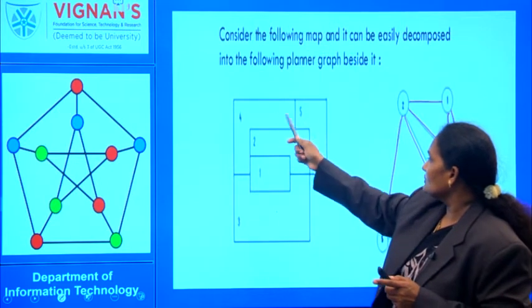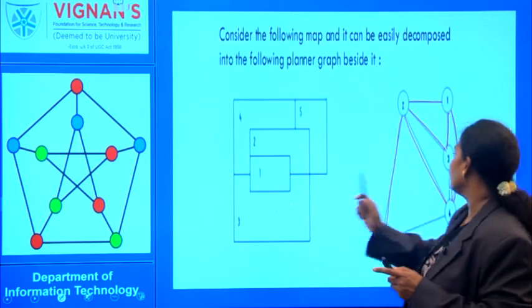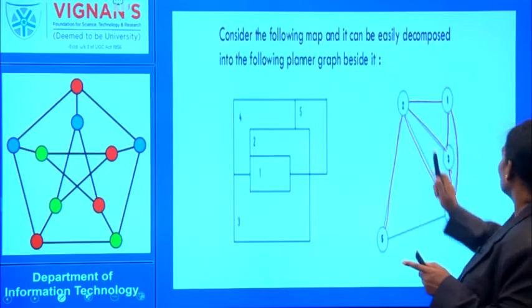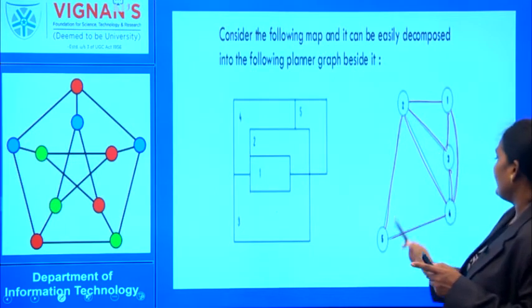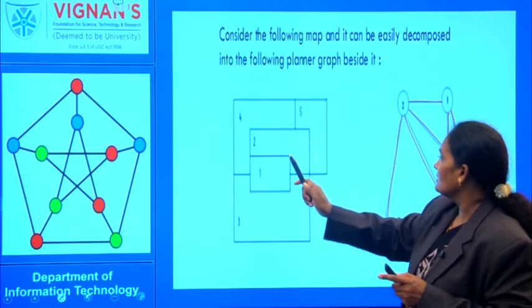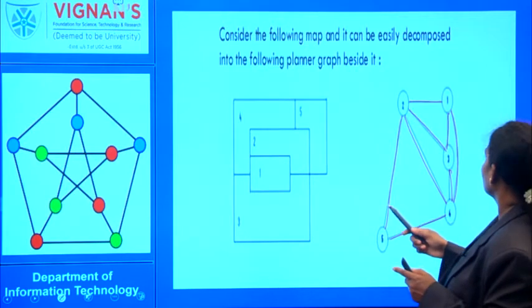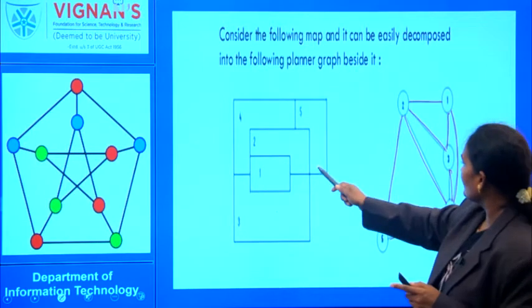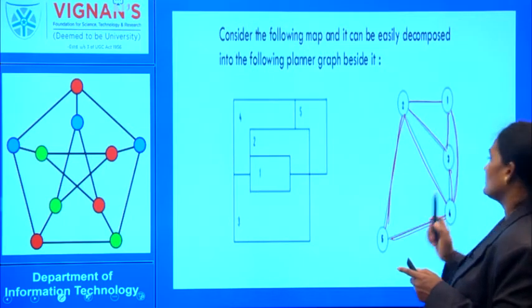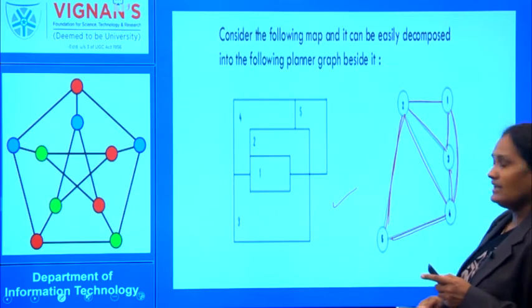Next, coming to 4. 4 is connected to 2, 5, 1, 3. Now 5 is connected to only 4 and 2. 5 is connected to 2 and 4. So this is the corresponding graph of this planar graph.